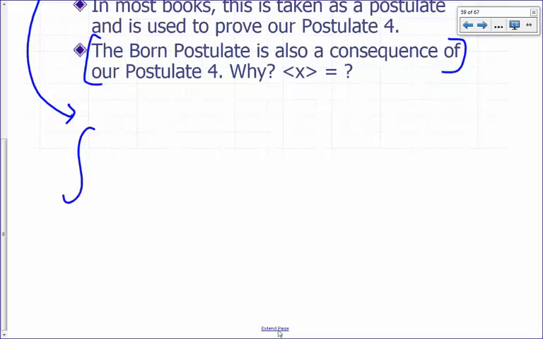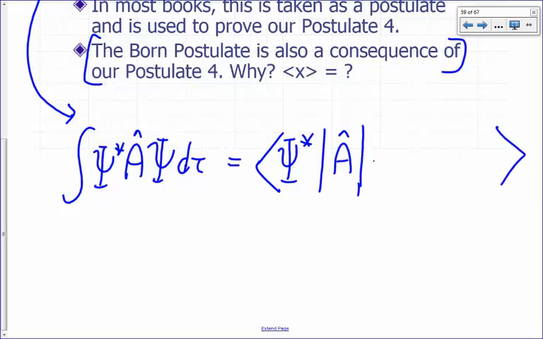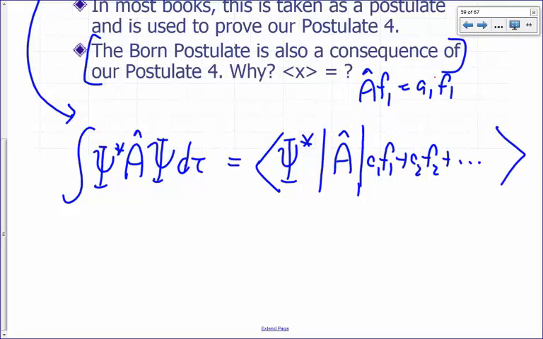Integral of psi star A hat psi d tau. Let's put this in bracket notation. Integral of psi star A hat, and what's my psi? c1 f1 plus c2 f2 plus and so on and so forth. We're going to say that A hat f1 is equal to a1 f1, where a1 is one of the eigenvalues, and so on.